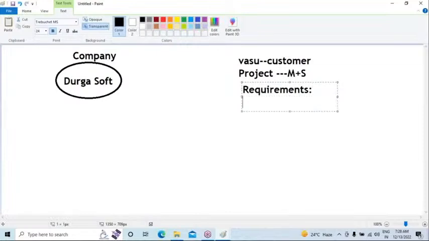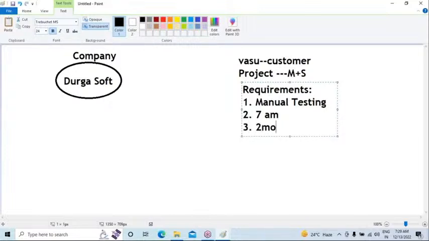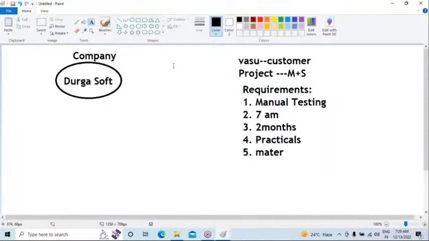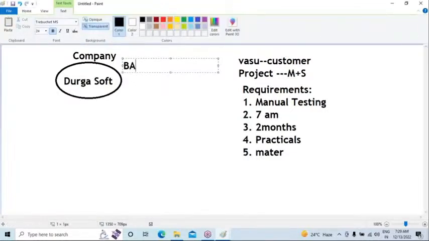I want to learn manual testing first, and I'm available daily at 7 a.m. only. The duration, I'm available for 2 months. I need to complete my training in 2 months. I need the practicals, and I need the materials and recordings. These are my requirements. In the company, there are some business analyst people.